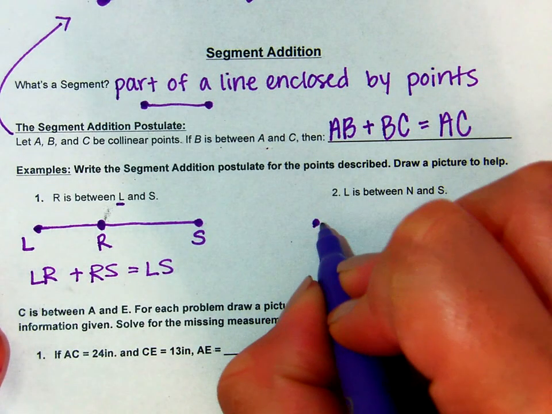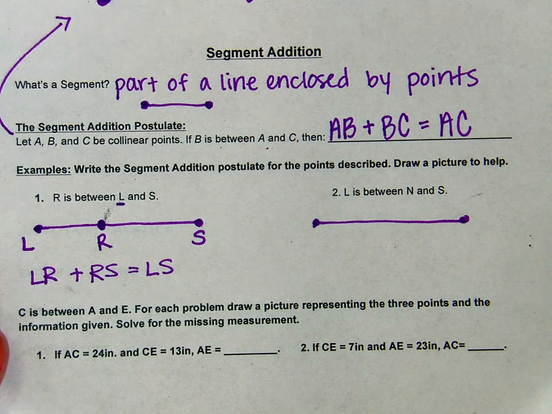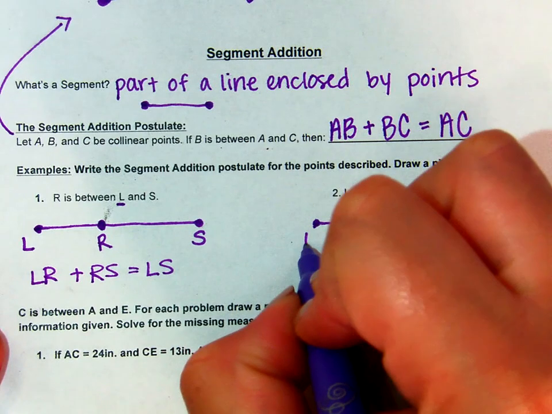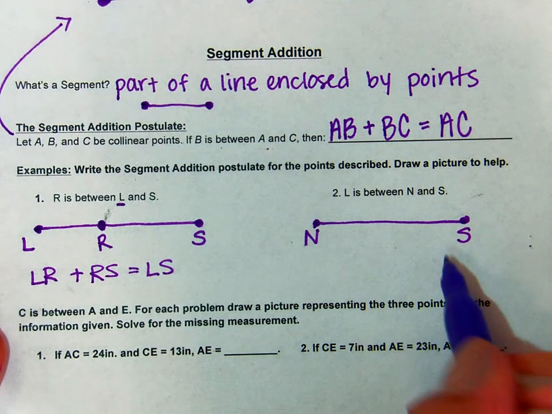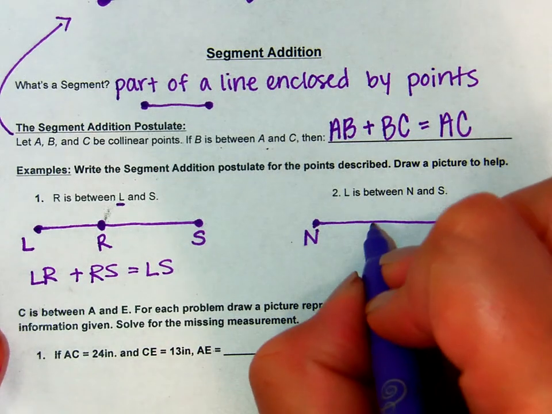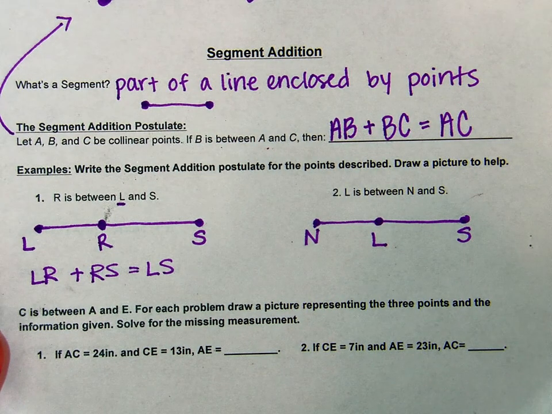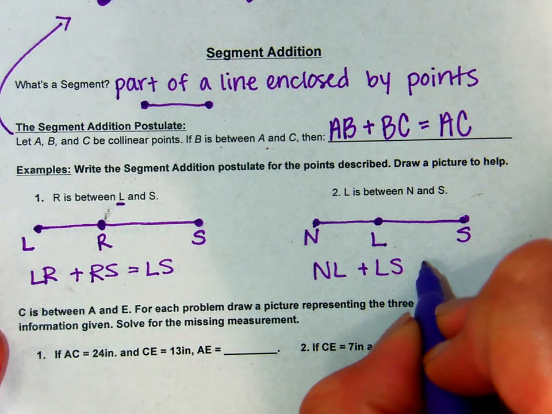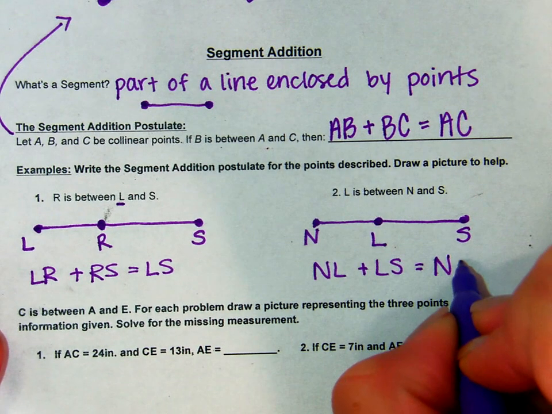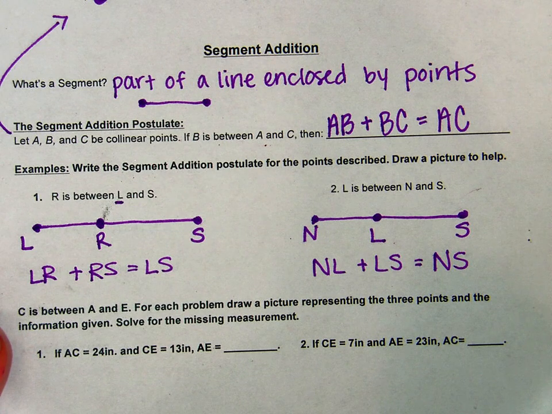Number 2. L is between N and S. Now I know it's on a segment, so I'm just going to go ahead and draw a segment. N goes here. S goes here. Could you have flipped those? Yes. L is somewhere in between, so I'm going to put it right here. Segment addition postulate: NL plus LS equals NS. And yes, it really is that simple.